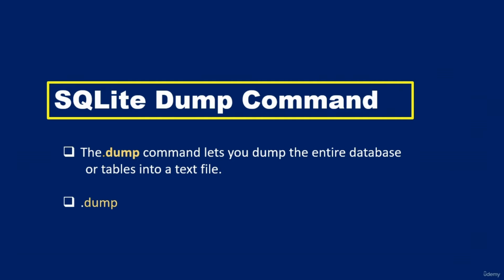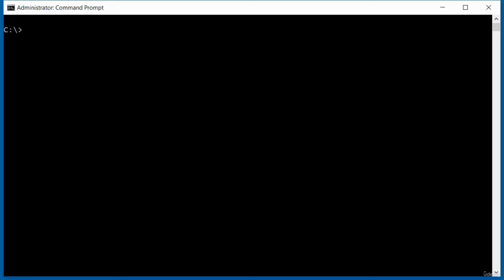So the command you type is .dump, and that will dump the content onto the screen. By default, if you don't specify an output file where the dump will go to, it will dump the entire data on your screen.